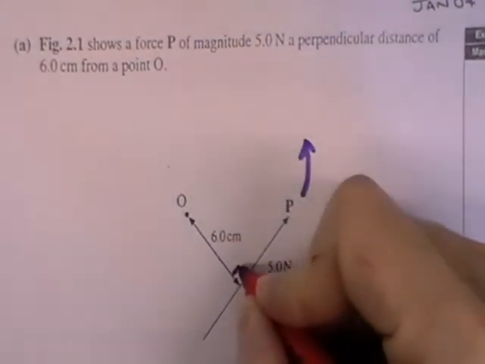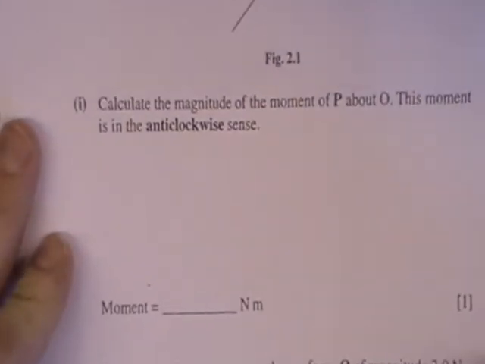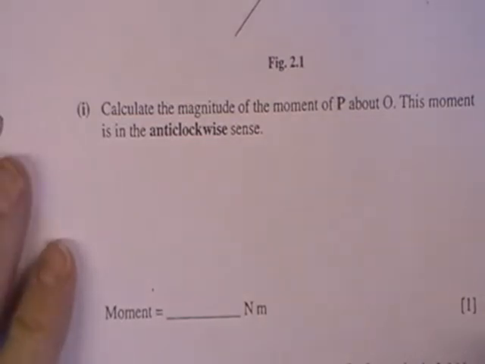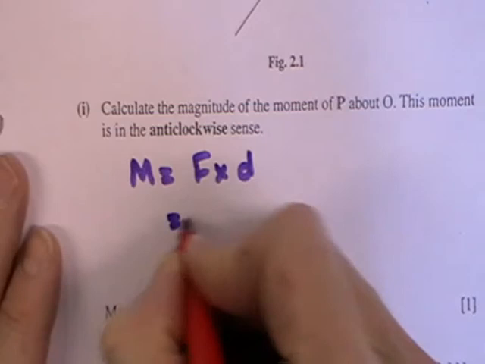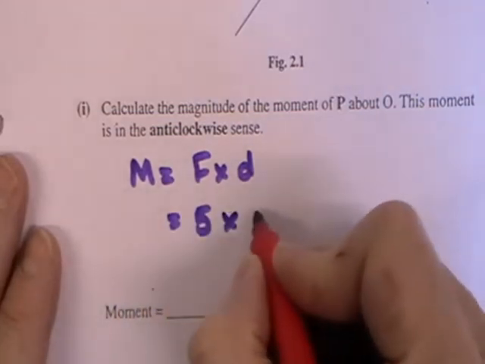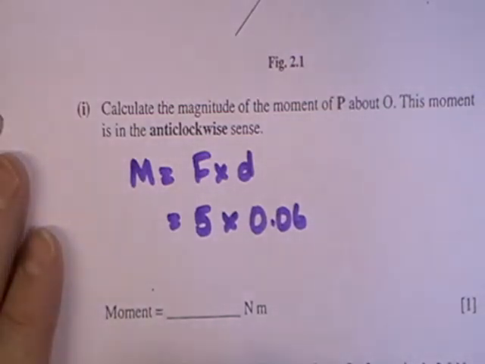Now you can see that the perpendicular distance is marked on there, and the perpendicular distance is 6 centimetres. Look at the units, they want the answer in Newton metres, so you have to change your centimetres into metres. So moment equals force by distance. The force is 5 newtons, and the distance is 0.06 metres, and that gives you an answer of 0.3 Newton metres.